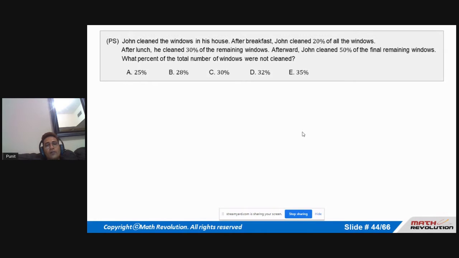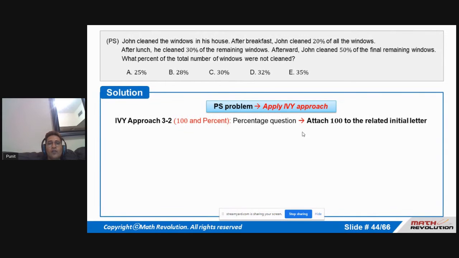So the question on the screen right now talks about John. He cleaned the windows in his house. After breakfast, John cleaned 20% of all windows. After lunch, he cleaned 30% of the remaining windows. And afterward, John cleaned 50% of the final remaining windows. What percent of the total number of windows were not cleaned? What percent of the total number? That's axiom 1. We are dealing with percentages, so we need to talk about 100, and there would be a logical ratio. So let's apply the IV approach.